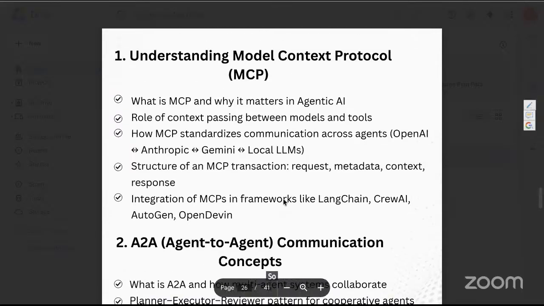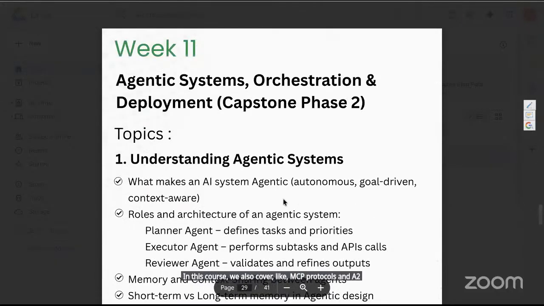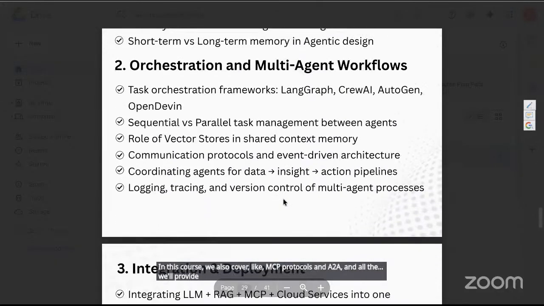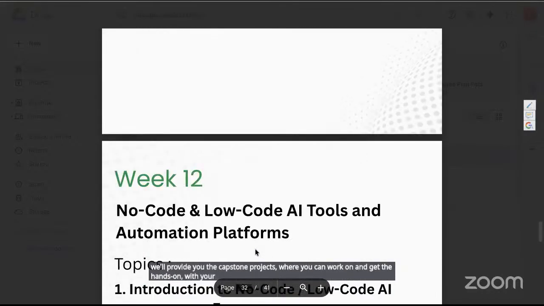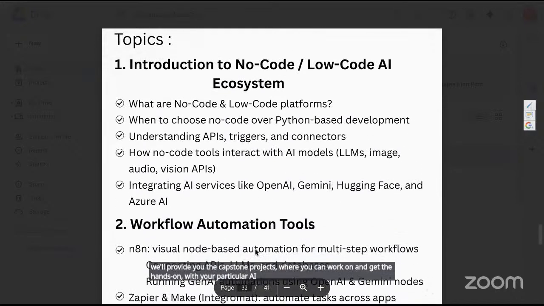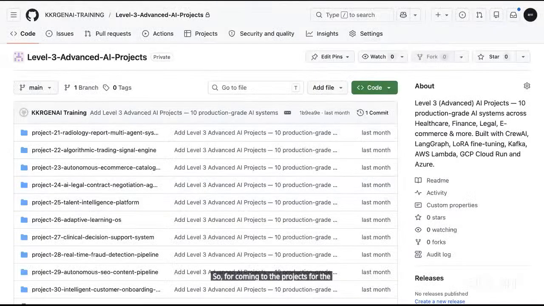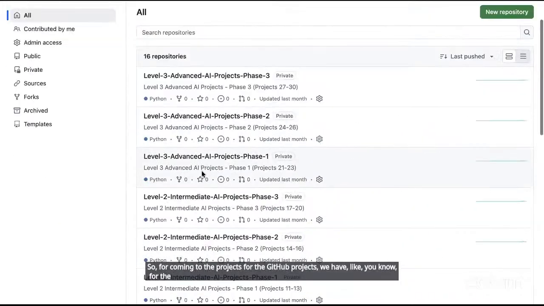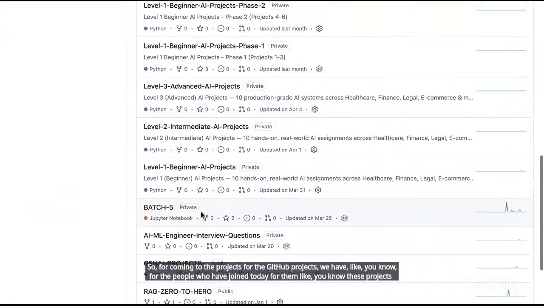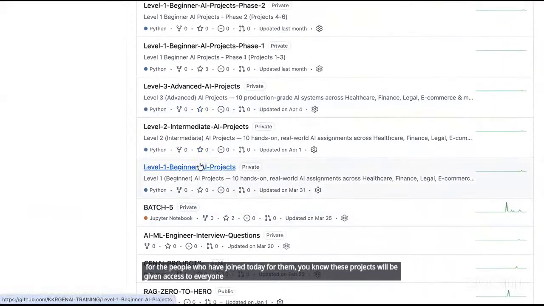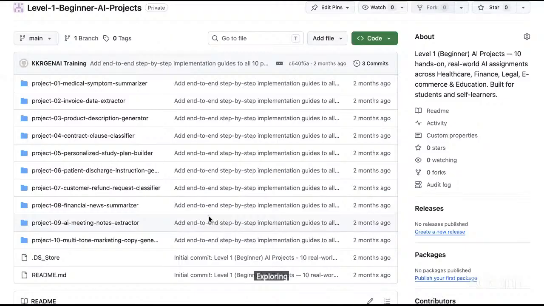So, in this course, we also cover MCP protocols and A2A, and we will provide you the capstone projects where you can work and get hands-on with your particular AI projects, if you are coming from different backgrounds. So coming to the GitHub projects, for the people who have joined today, these projects will be given access to everyone who enrolls, and also you can start exploring these projects from the level 1 projects.